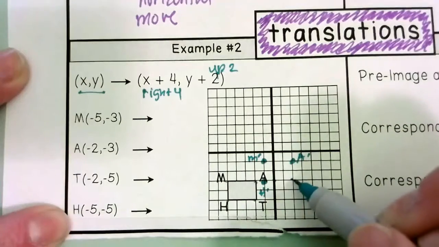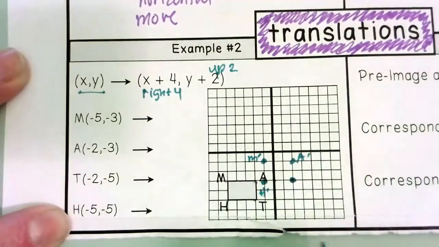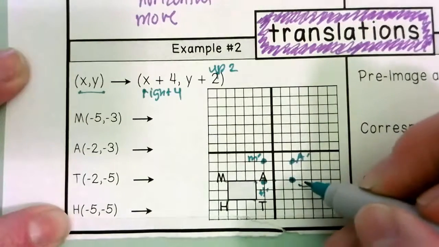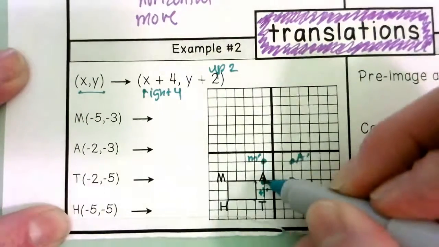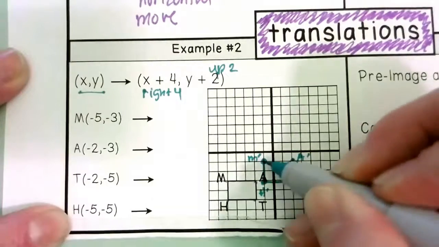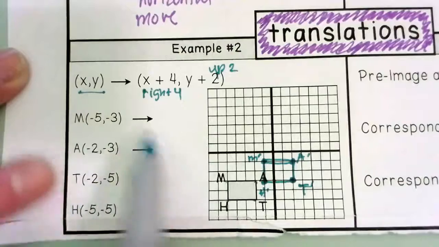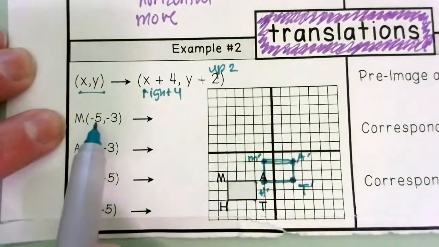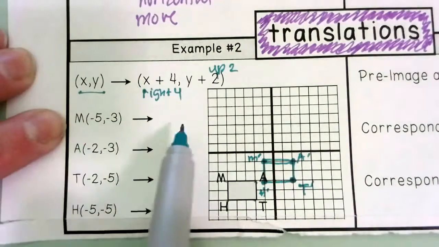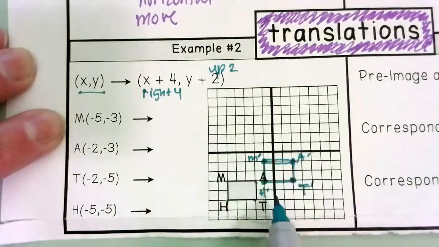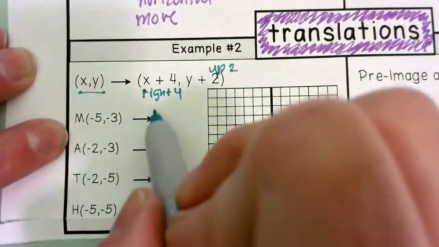And T prime should be right here if we follow the rectangle shape, but we'll double check it. To the right 4. 1, 2, 3, 4, up 2. And that's T prime. Connect. Make sure you label everything. And then we write our new ordered pairs. Now you can do the math to get your ordered pair, or you can just count on the graph. Either way, you should get the same answer.